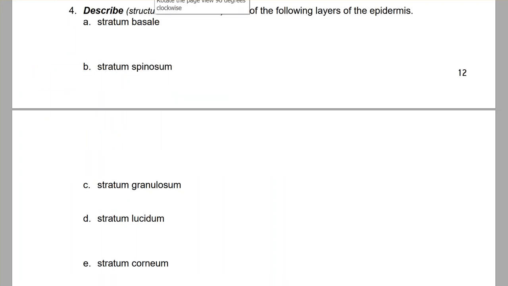It continues on, and so now we are looking specifically at the layers of the epidermis. And so there's 5 of them, and your lab book again does a great job. Page 91, 92 talks you through all of that stuff. I'm going to let you guys work on that on your own.